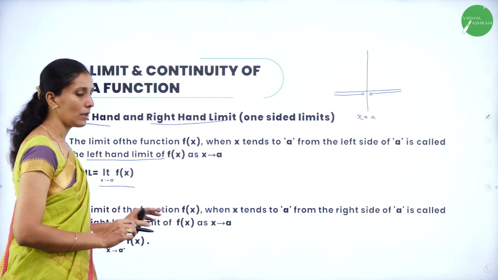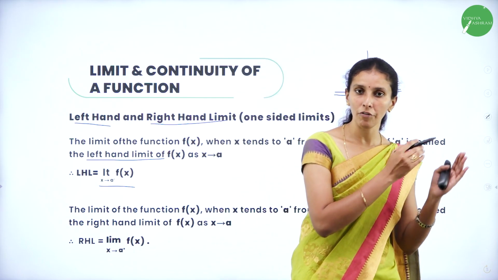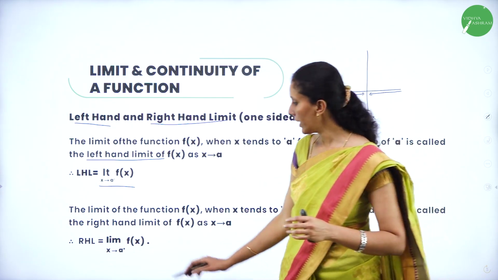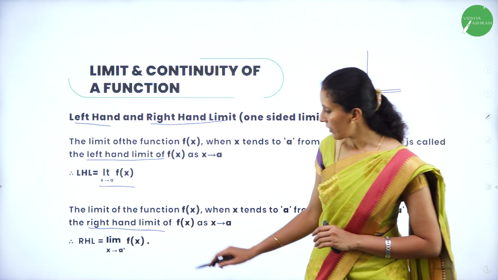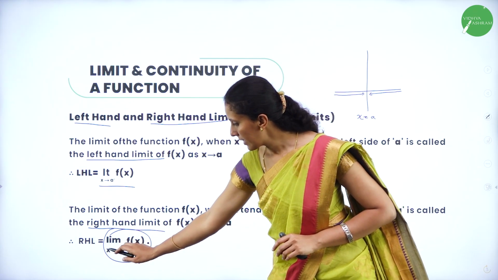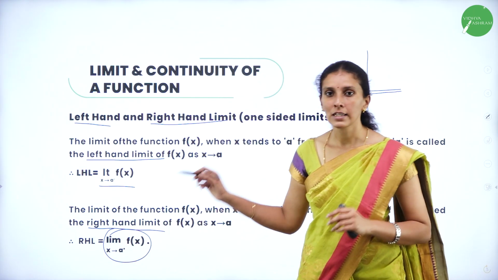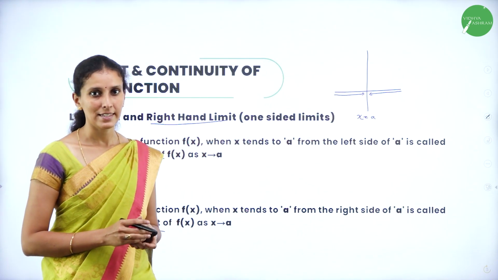Similarly, the same concept, when you are approaching the value of a from the right side, we call it a right hand limit as x tends to a, and we write it in the form of RHL is equal to limit f of x as x tends to a plus. Plus indicates we are approaching a from the right hand side.